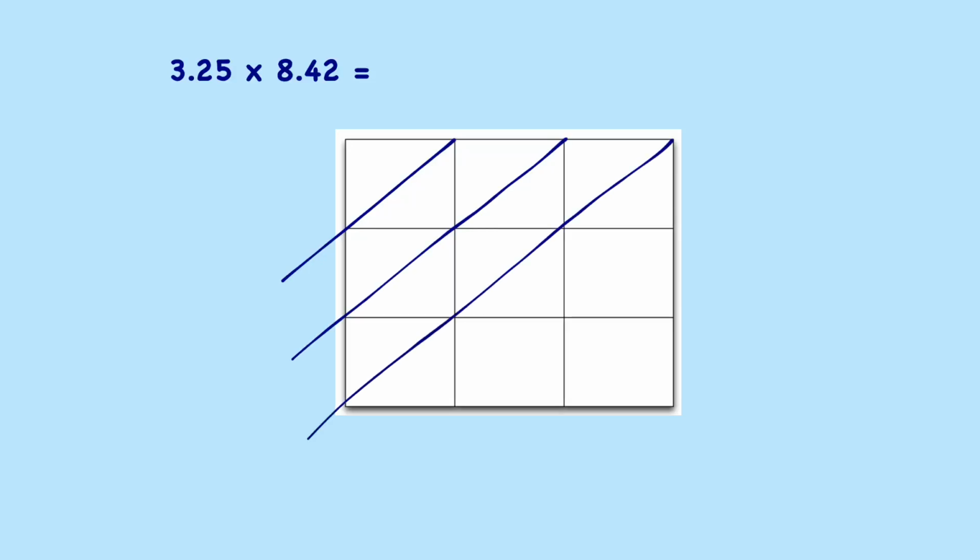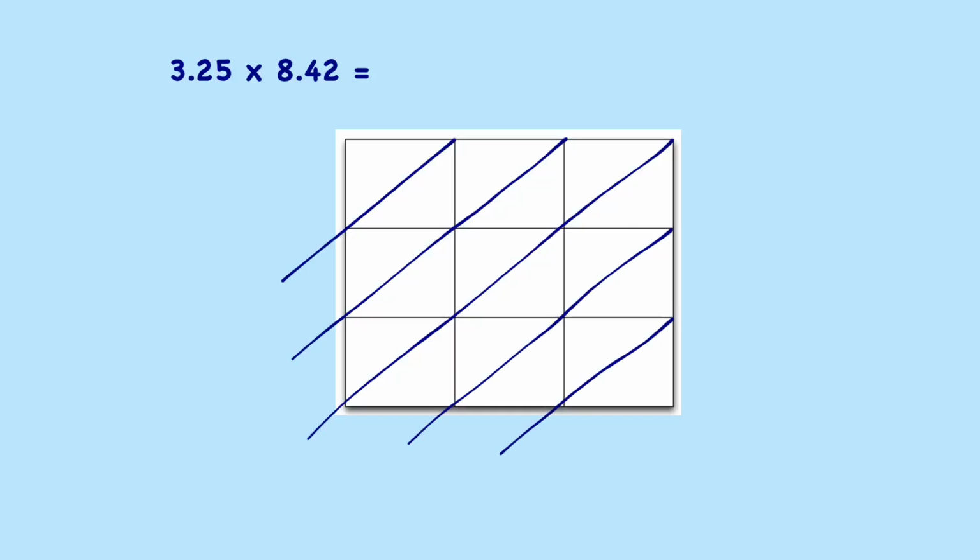So here we have 3.25 multiplied by 8.42. So we can see here that we have a 3-digit by 3-digit multiplication to do. So that means we need a 3 by 3 grid. So the first step is to draw in the diagonal lines, making sure they continue outside of the grid. Those in there. And then we need to write in the numbers.